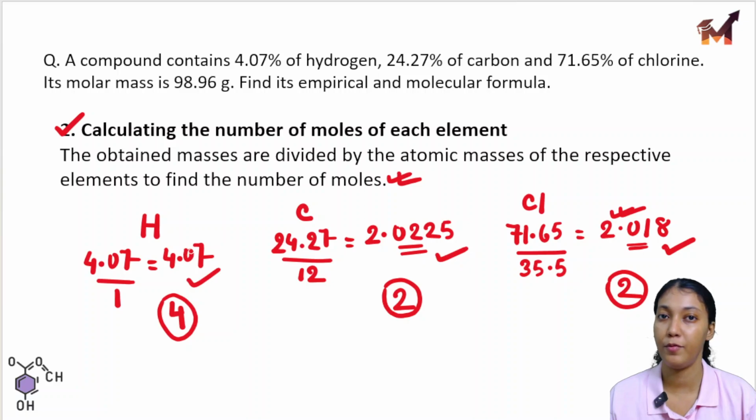If I round off this one, it will be 4.1. 4.1 is 4. This is 2.02. Even if I round off, it will be 2.02. So it is 2. And 2.018 is 2.02, which is 2.